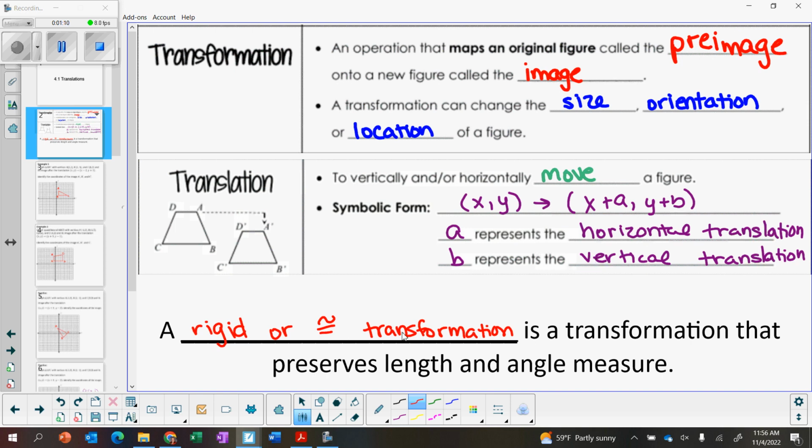So a rigid transformation or a congruent transformation is a transformation that preserves length and angle measure. So that means the first picture and the final picture will be congruent to each other. The same way that segments can be congruent, the same way that angles can be congruent, the entire shapes are congruent.